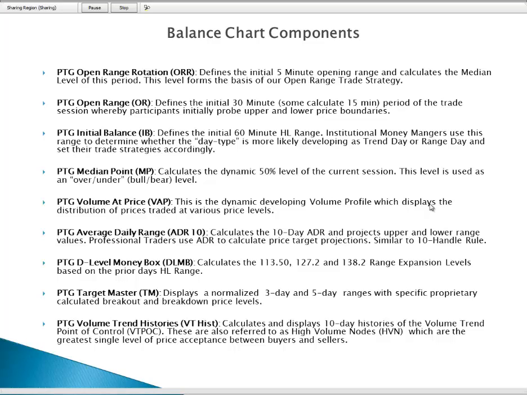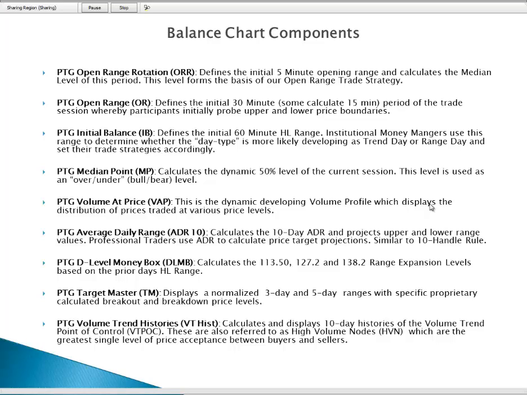In the opening range rotation, simply the ORR, defines the initial 5-minute opening range and calculates the median level of this period. Now, this level forms the basis of our opening range trade strategy, of which we have documentation on the members' website. All right.